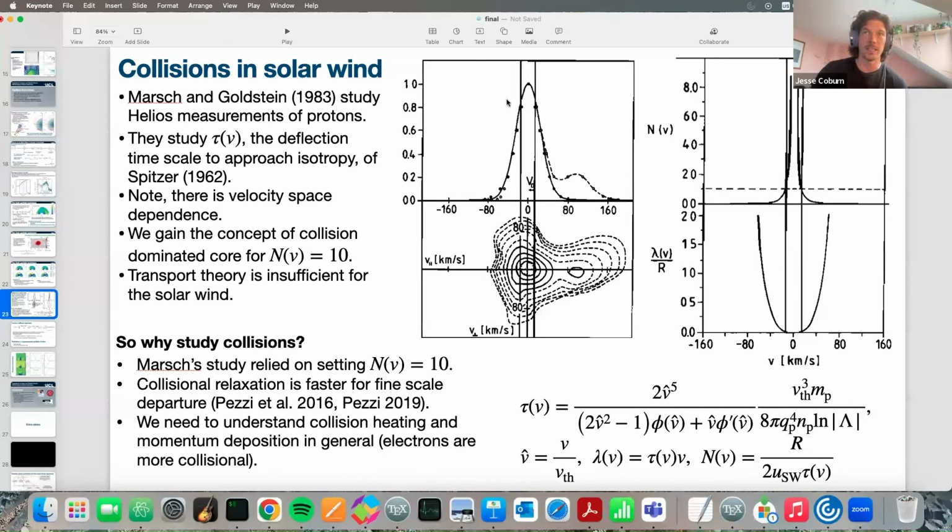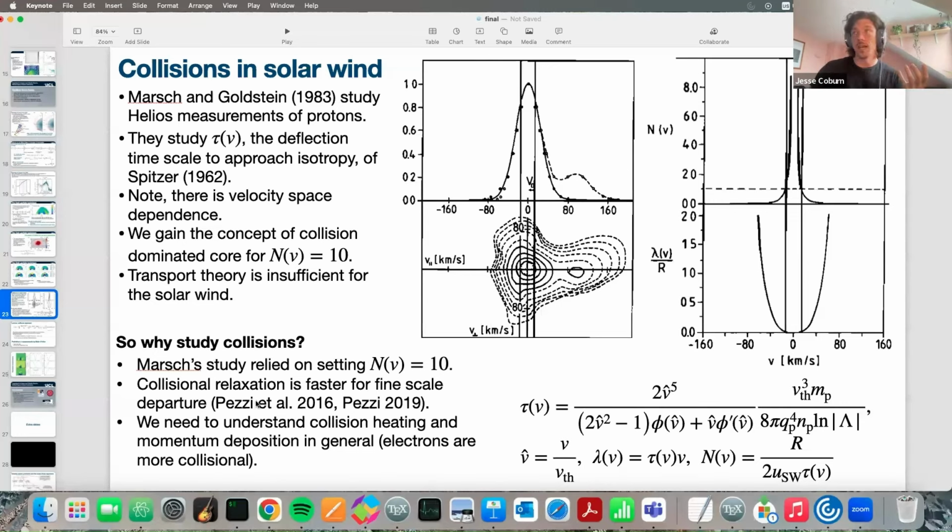And so what they're saying is that inside here, collisions dominate, and outside, the physics is collisionless. And so this is why I wanted to reopen this question, right? So why study collisions? March's study relies on setting n of v arbitrarily to 10. I think they just found it to work well for their paper, okay?